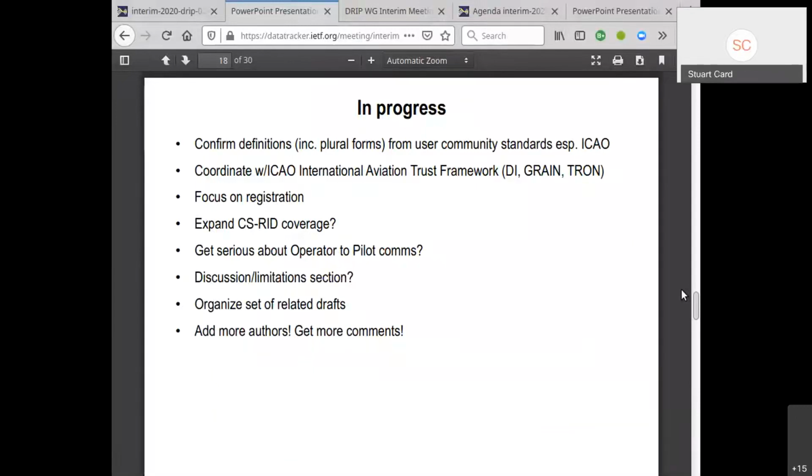Great. Thank you. Now, my last 3 bullets: there is a discussion of limitations section that Andre has authored, and I just stuck it in the requirements draft without comment, really. And I don't know where we want to go with that. Obviously, there's a whole set of related drafts that we need to organize in some coherent form, and we could still use more help.